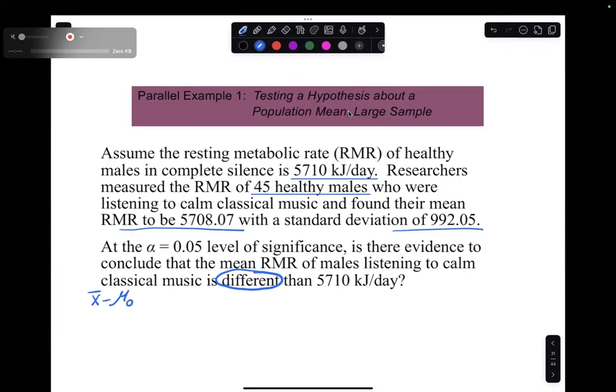oh, I may write this and then I will, silly me. That's not what I want. S divided by the square root of n.